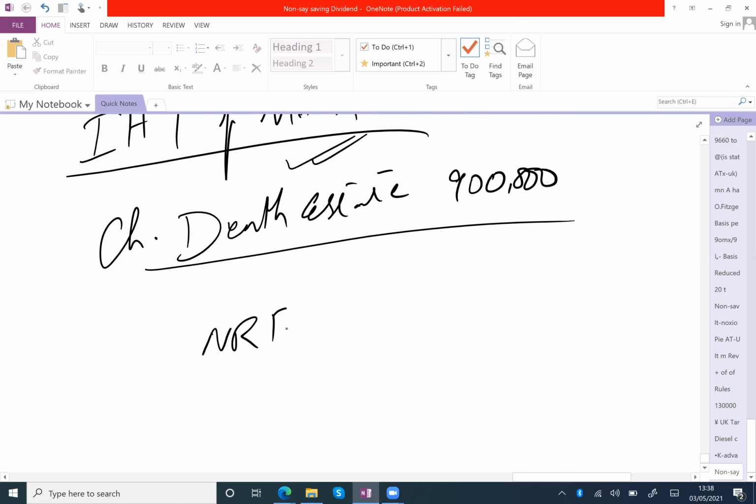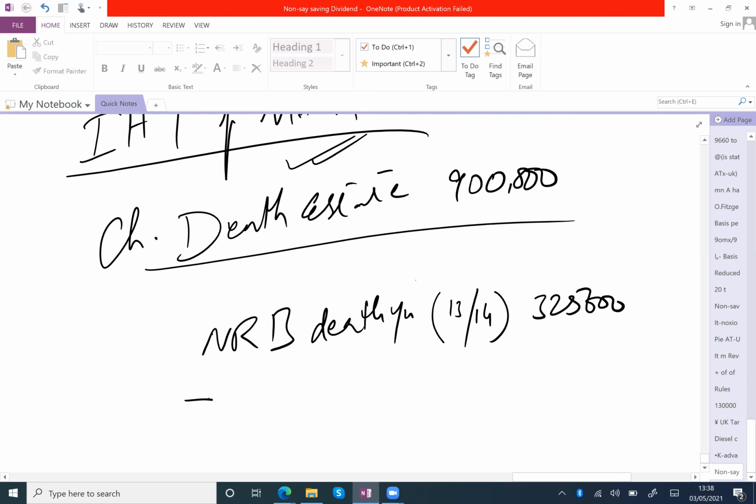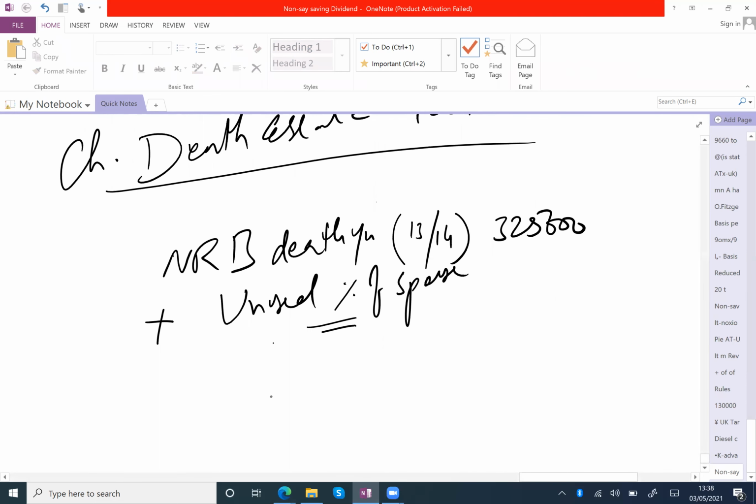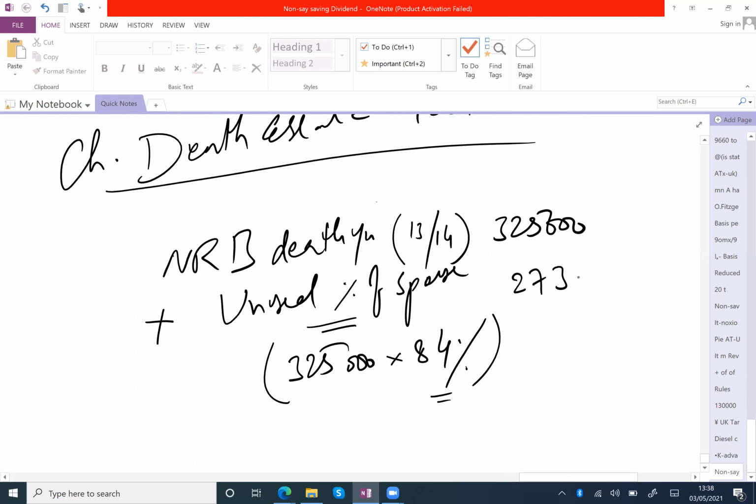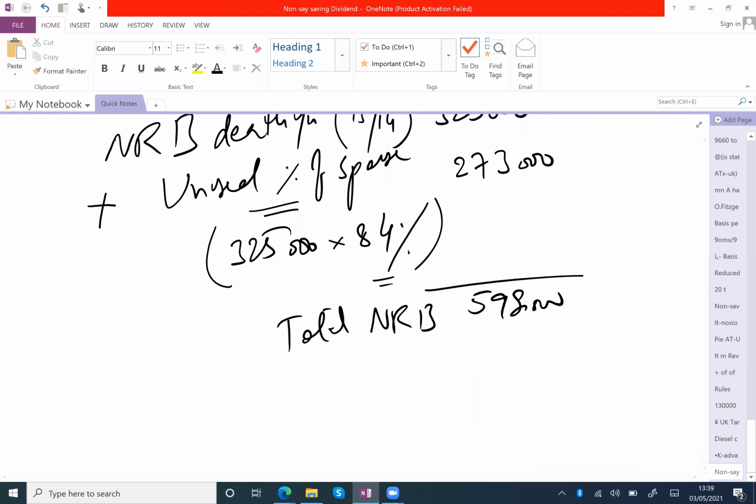Now check the nil rate band availability at the time of death year. She died in 2013-14. So for this tax year the nil rate band is £325,000. Now she can use hers plus the unused percentage of her spouse. How will she use the percentage? On her nil rate band of 325, apply the 84%, Mr. A's percentage of unused NRB. So this is £273,000. Now add, and the total nil rate band at the time of death is £598,000. Right?